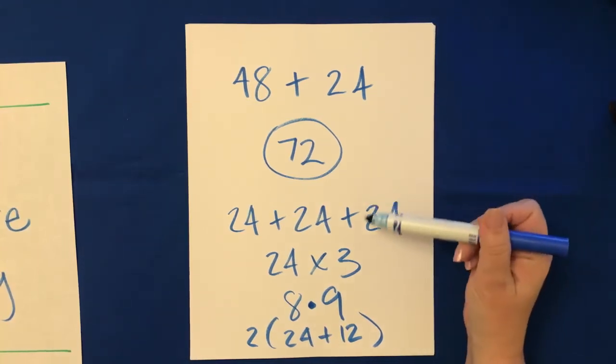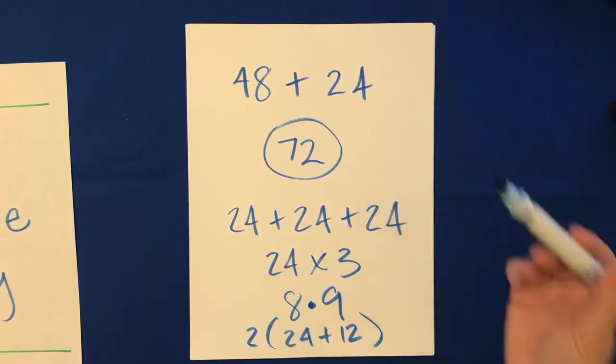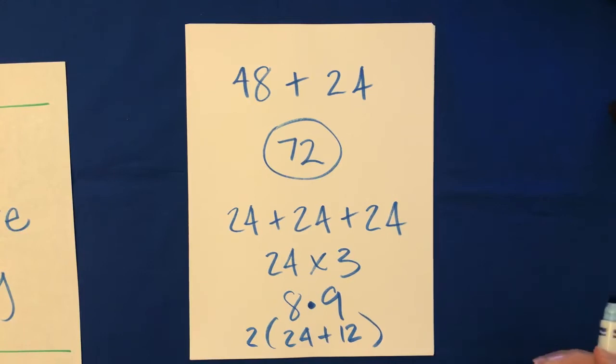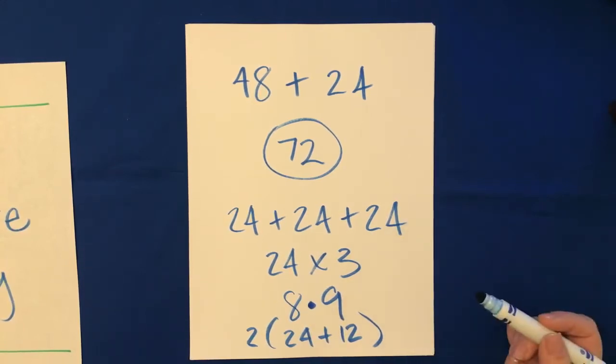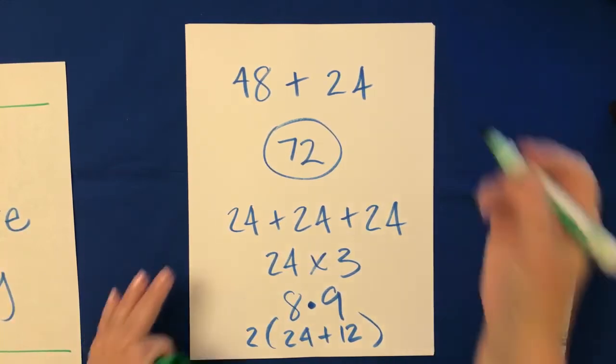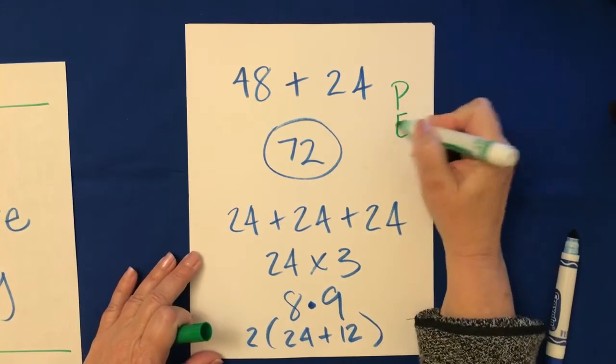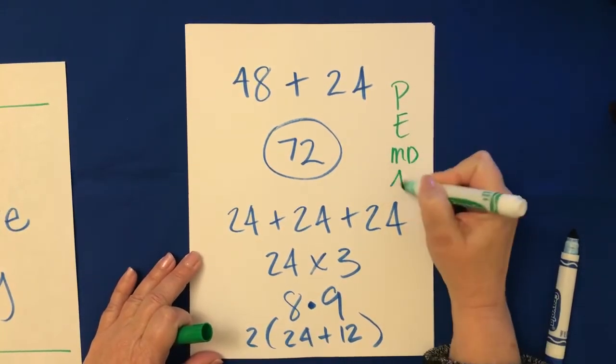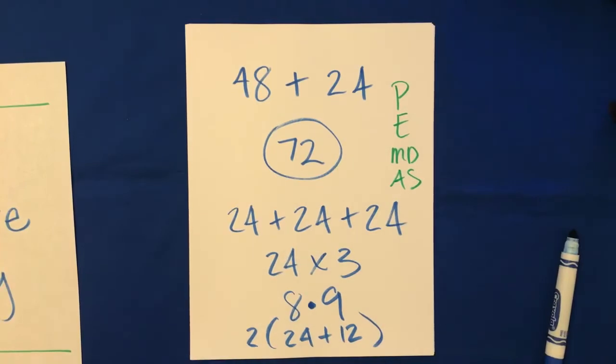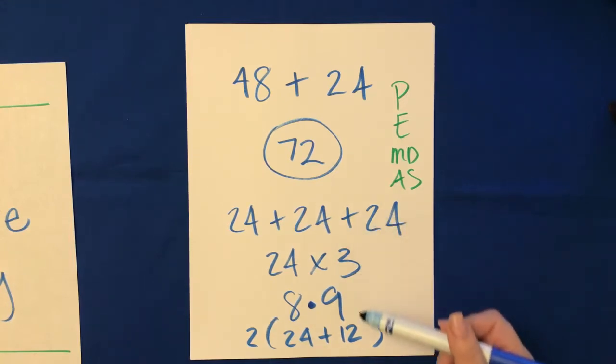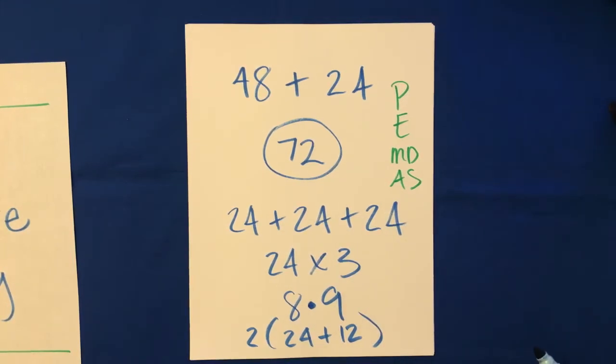Okay, take a quick peek at the ones that I have on the paper here. Do these make sense to you? Remember that we want to think about our PEMDAS rules as we evaluate expressions. Are there any that you think do not actually equal 72? If you think these are all correct and they are coming to a value of 72, you can give me a quick thumbs up.